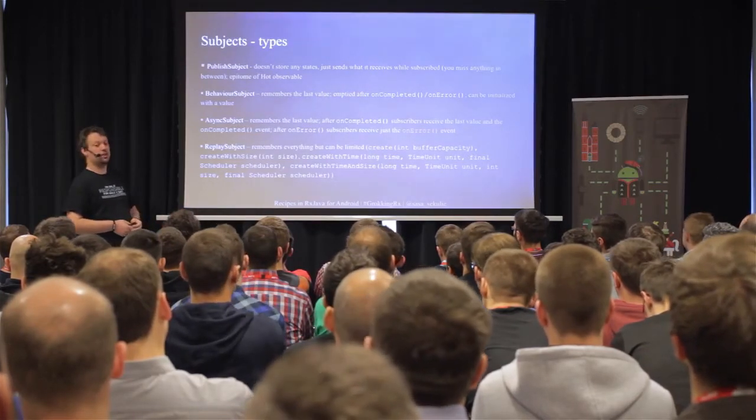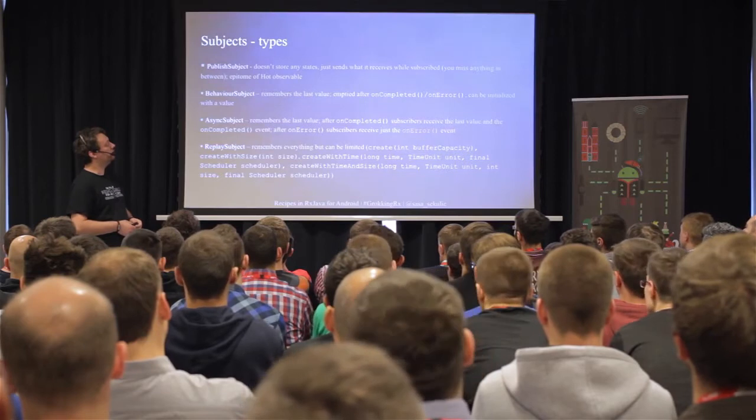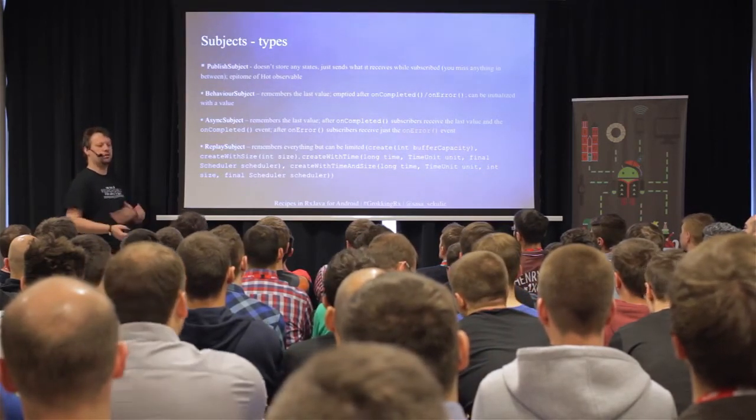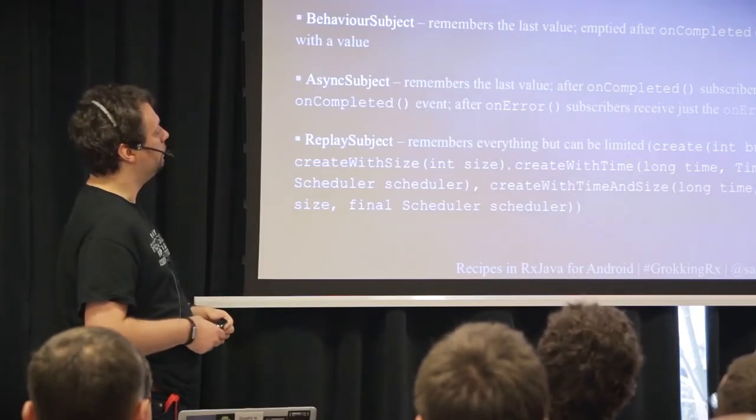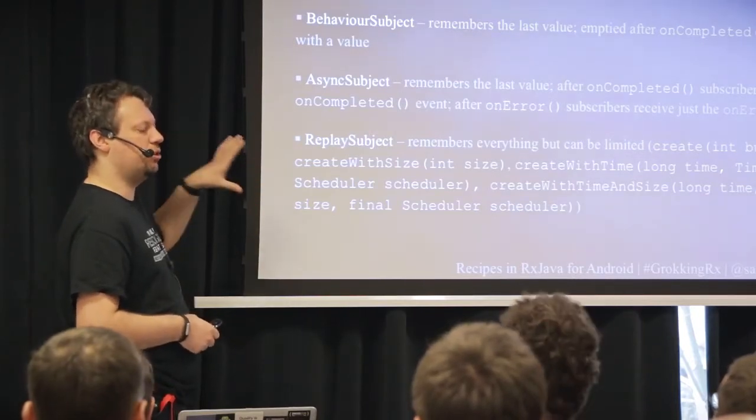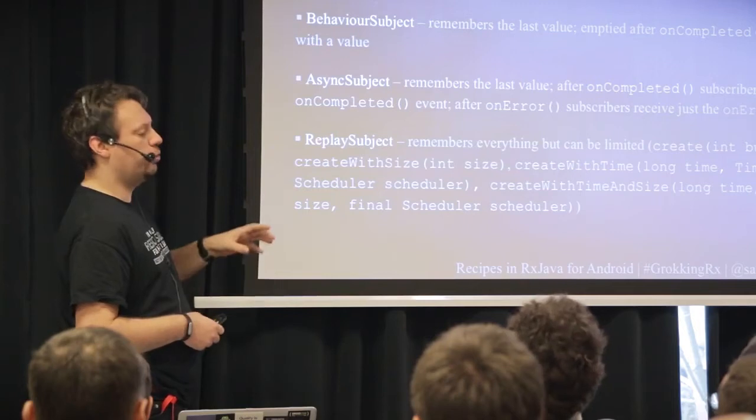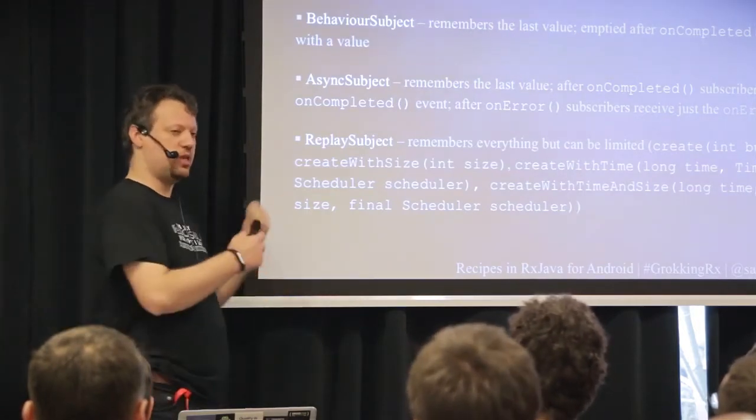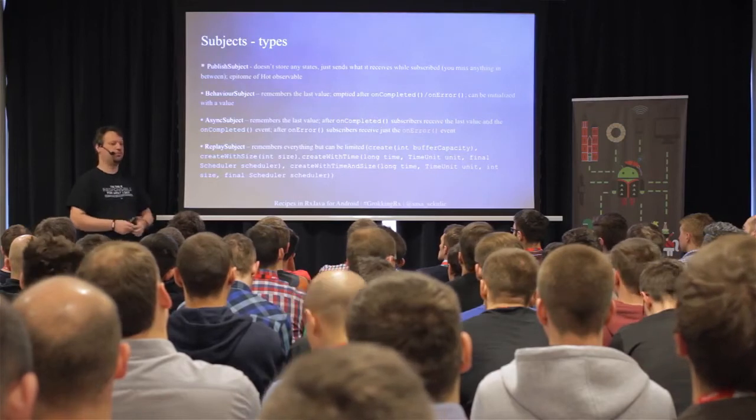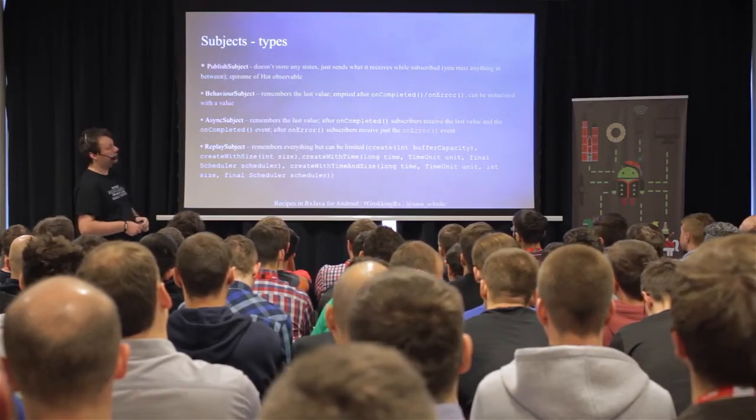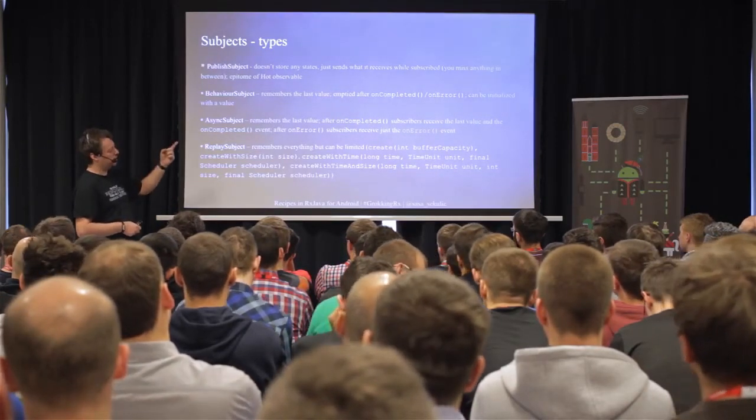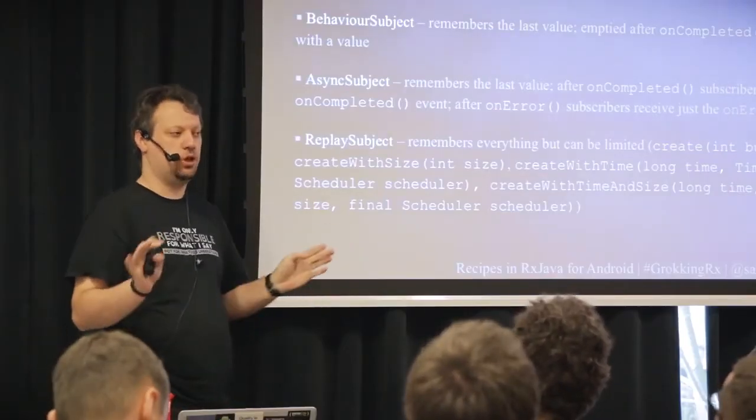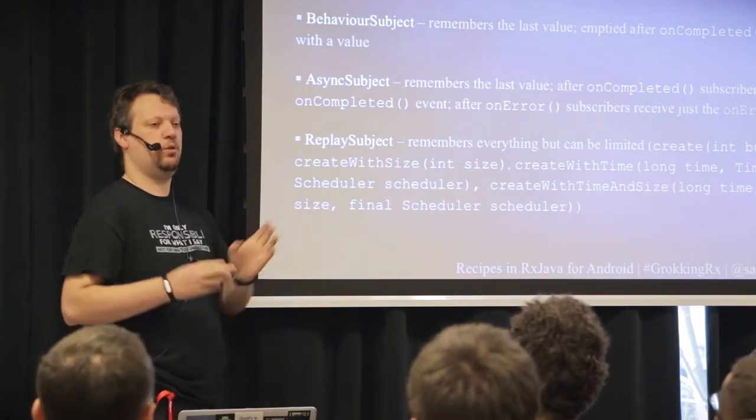Then you have the behavior subject, which actually remembers the last value. So you can easily use it to cache if you do some network calls or something. It will remember the last onNext value. For example, if the value changed and now you subscribe again to the subject, you will receive that last value. If in the meantime there was onError or onCompleted, it won't emit anything. So that's closed. There was an error in the meantime, you missed it.